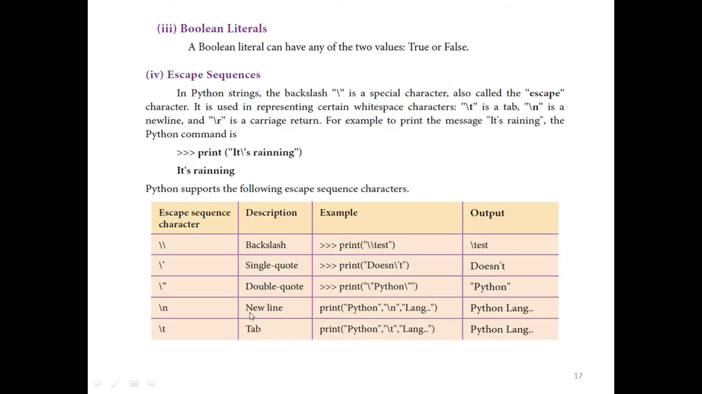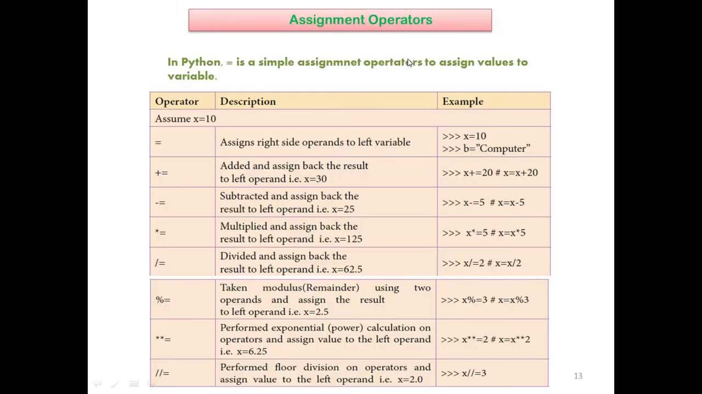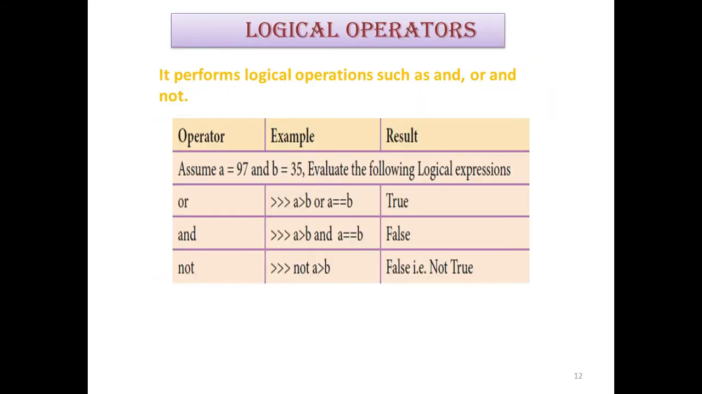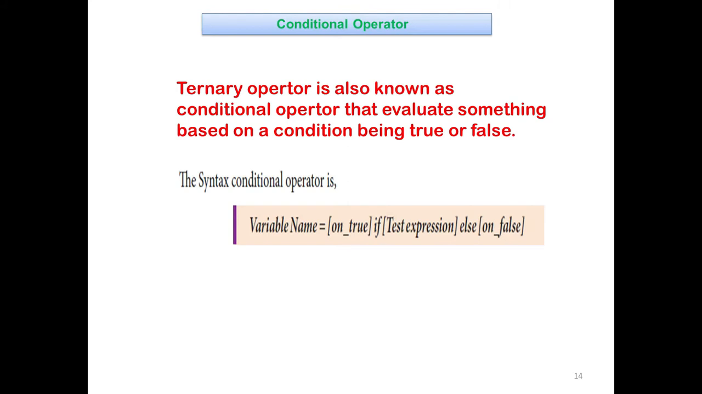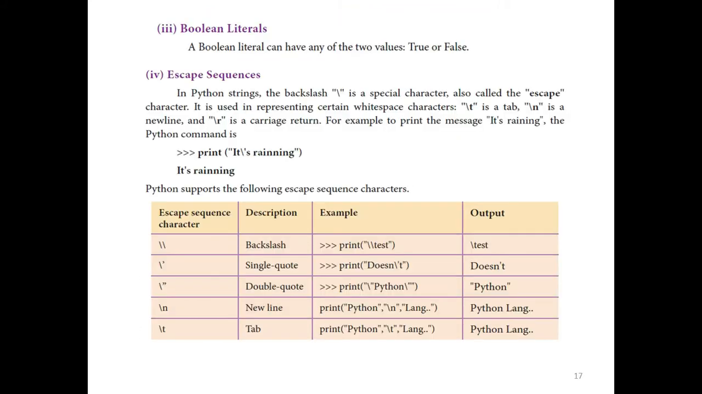Okay, the next one, boolean literal. A boolean literal can have two different values, true or false. In the last slide, you saw logical operators; the same process can be repeated in the boolean literal. And then escape sequence.